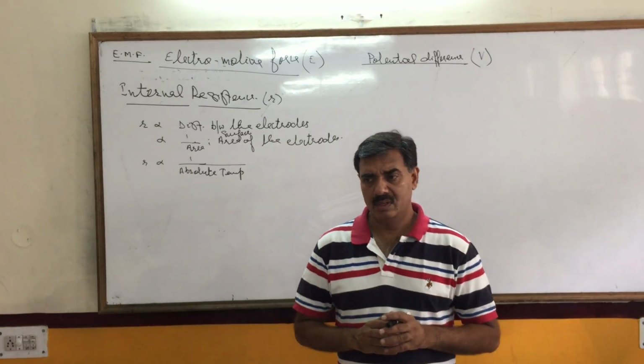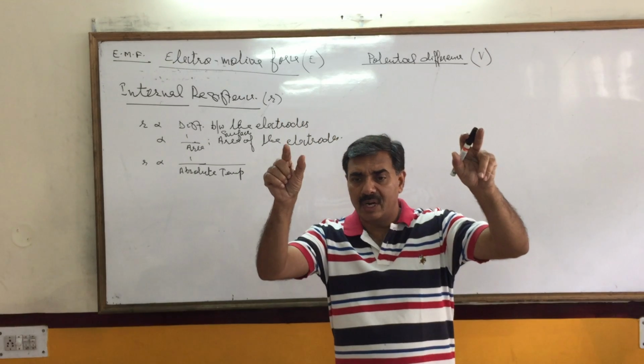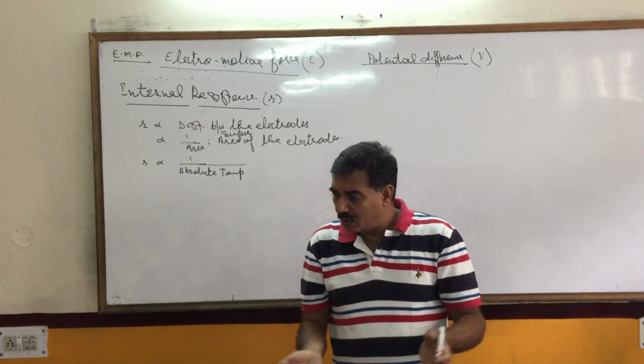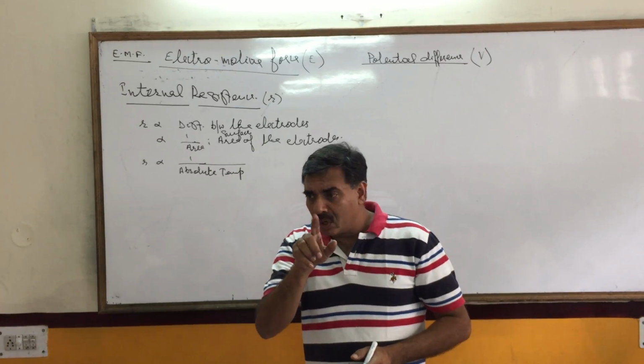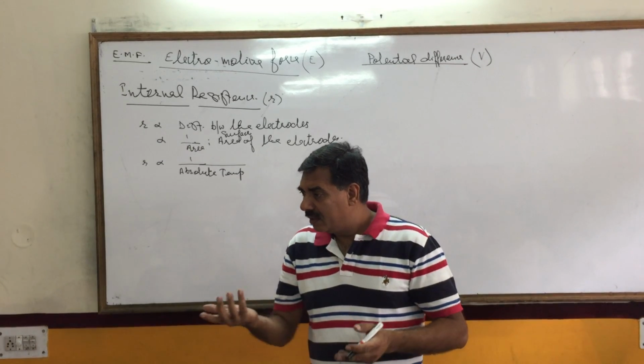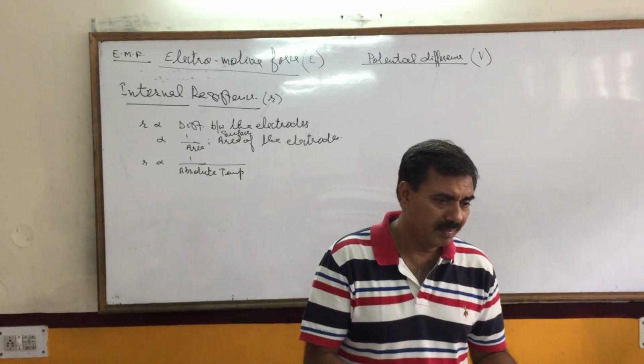Listen carefully. The cell we connect is connected across the resistance of the external network. It means I into the total resistance of the network R, that is V is IR. It means that it is the same.